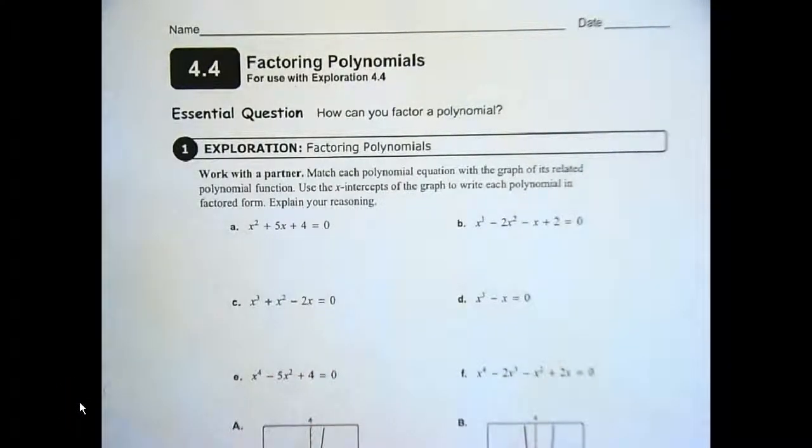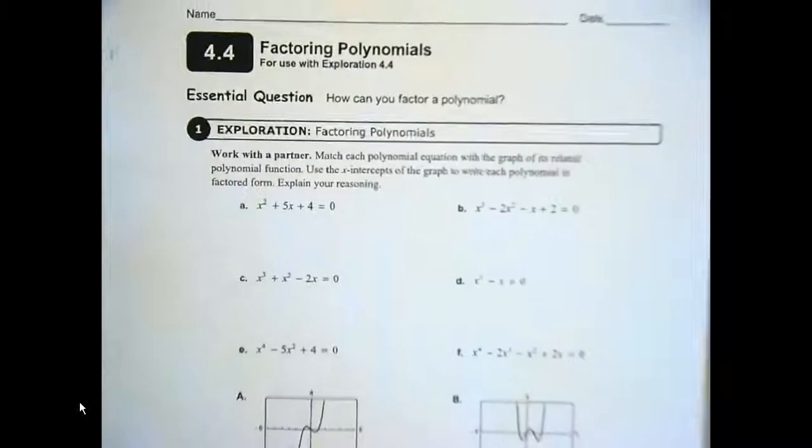Today is the first day of factoring polynomials. Now, for those of you who are like, well, we've already done factoring, this is factoring polynomials, a bit different than quadratics. It's a little more intense. You use a lot of the same guidelines, but you're going to have degrees that are greater than 2 a lot of times.